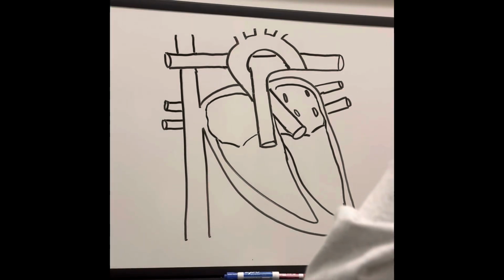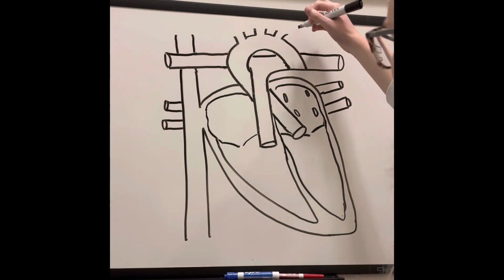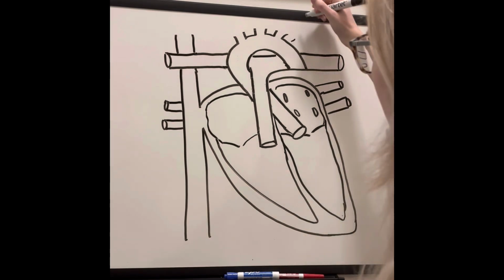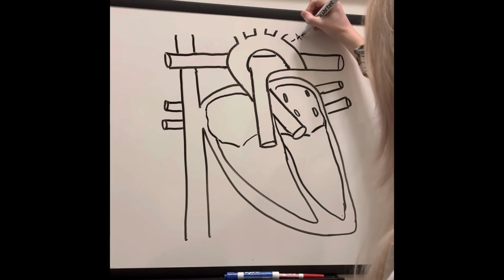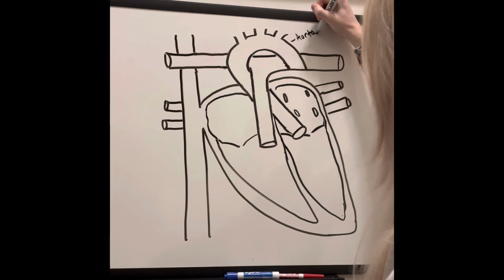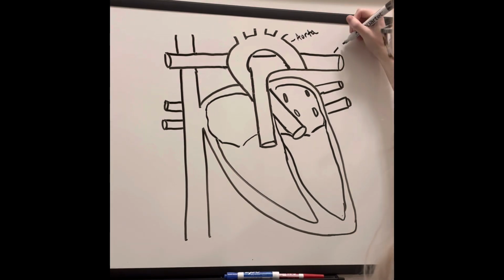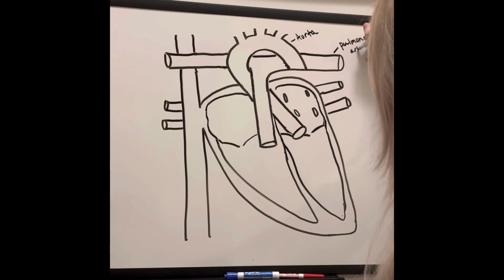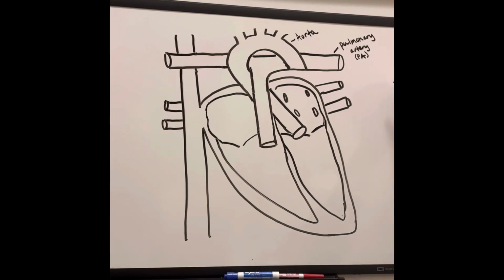Okay, so here we have a normal heart's anatomy. To name a few structures, this is the aorta. This is the pulmonary artery, also called the PA for short. We have the lungs over here.